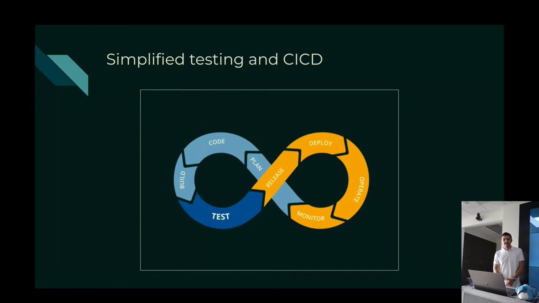Next is simplified testing and CICD. So with cross-platform, one of the other advantages is cross-platform testing. Now, if I'm writing unit tests, I don't have to write unit tests for an Android app, an iOS app, and a web app, and a desktop app. I can write the unit tests all in one place, and it covers the exact same code that's going to run on all of these different platforms.